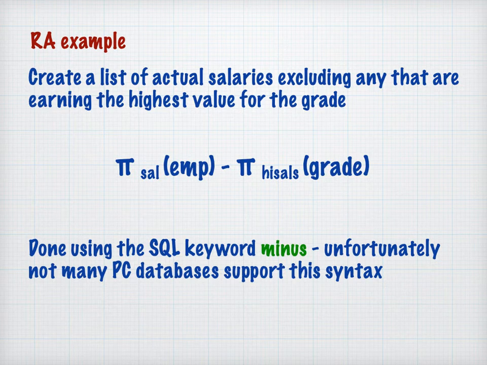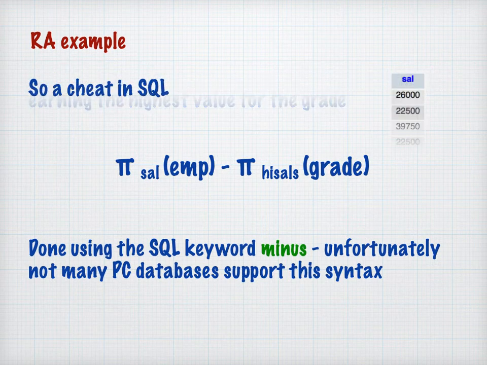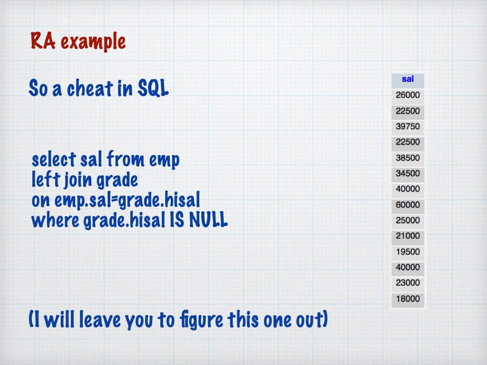Now there is a keyword minus, which is supported by some database products, but often you'll find that PC, smaller database products, don't actually support the word minus. So a cheat in SQL is to use something like this. Select cell from emp, left join grade, and on, and then you use the cell and the high cell to combine those tables together, but you throw away where the high cell is null. Now I'm not going to explain that, I'll leave you to think about why it actually works.